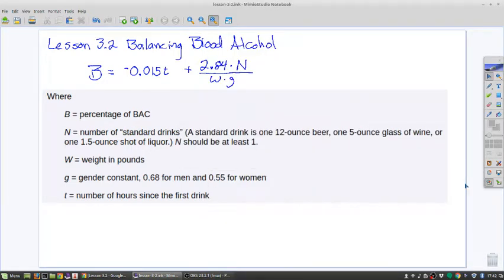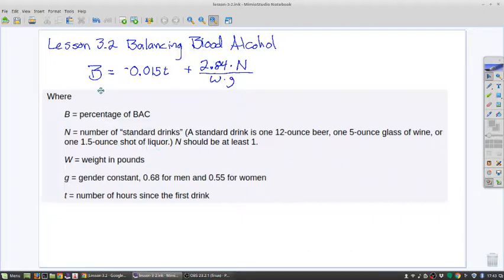So welcome to lesson 3.2. This is an overview of it. We're going to look at balancing blood alcohol. So the general theme is working with formulas. And so here's a formula that allows us to calculate, based on some variables, someone's blood alcohol after consuming some alcoholic beverage.